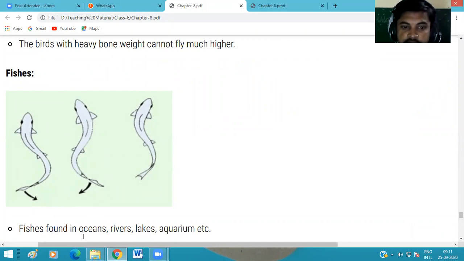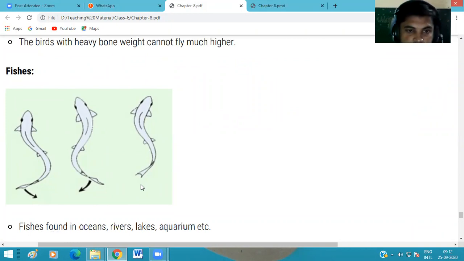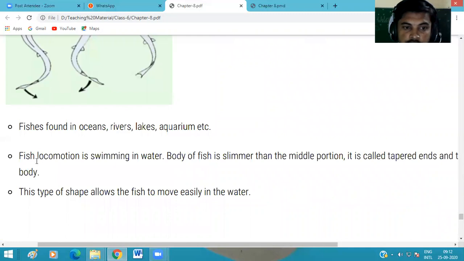Generally we see fishes in oceans. They are found in rivers. We can see them in lakes, in ponds, and in aquariums we see fishes. In wells also we see fishes. Now, fish locomotion. When we talk about locomotion or movement in fishes, they move in water by swimming. Which type of locomotion do they have? Swimming in the water.